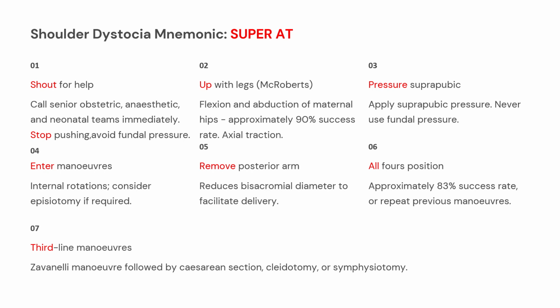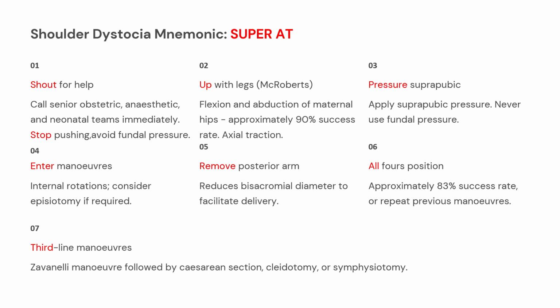Third, pressure suprapubic. You apply suprapubic pressure from the side of the fetal back, and the pressure is applied from the posterior aspect of the anterior shoulder of the fetus towards the chest. This is done by an assistant whilst you continue to perform McRoberts maneuver. And always remember, never give any fundal pressure.